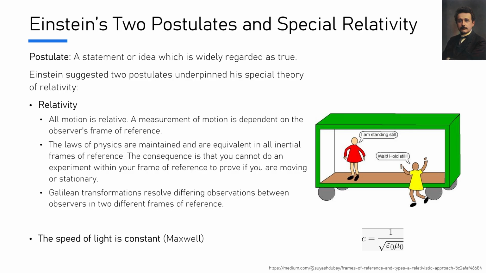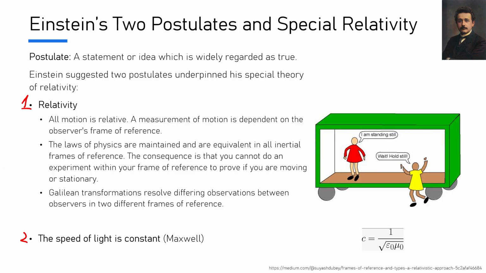With our understanding of frame of reference and Galilean transformations, we can begin to discuss Einstein's two postulates, as well as the concept of special relativity. Essentially, a postulate is a statement or idea which is widely regarded as true. In other words, these are concepts which scientists generally agree on. His two postulates were about relativity, as well as the speed of light.